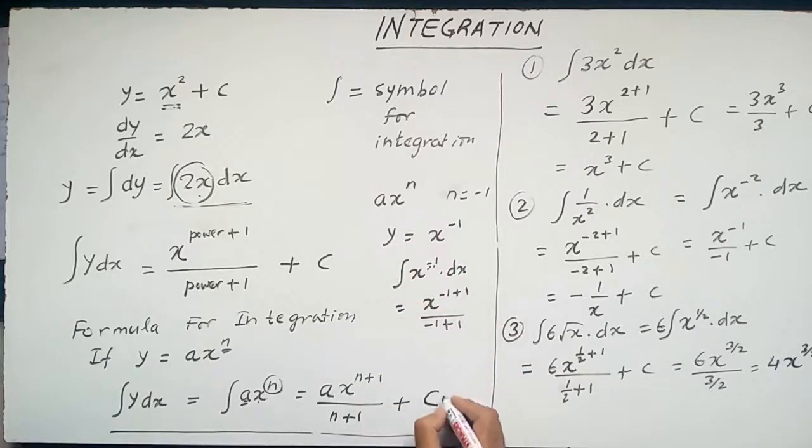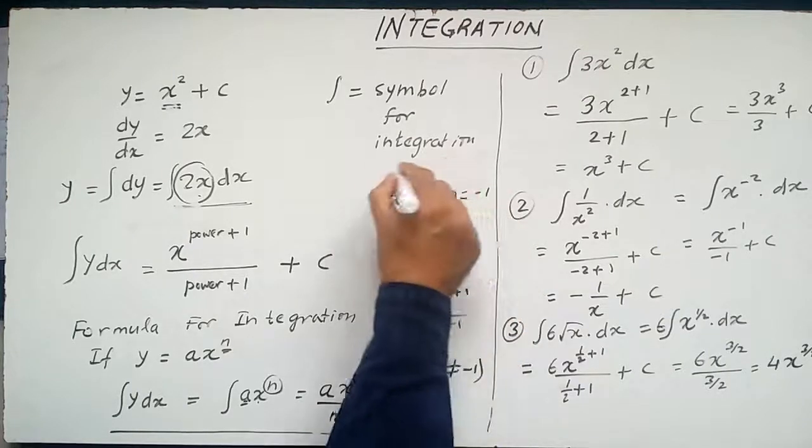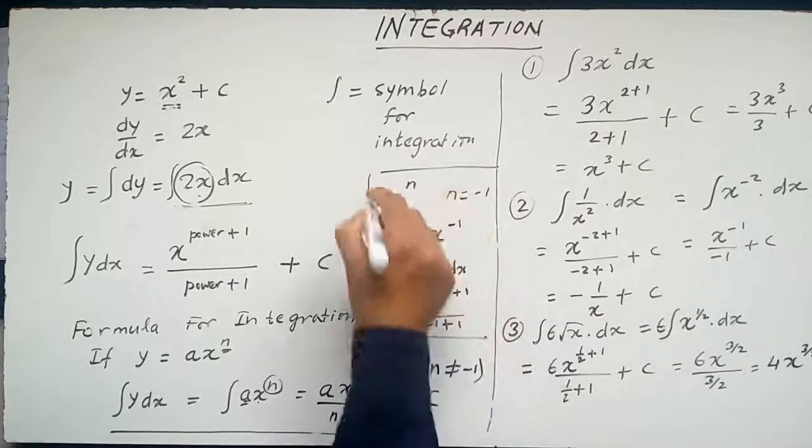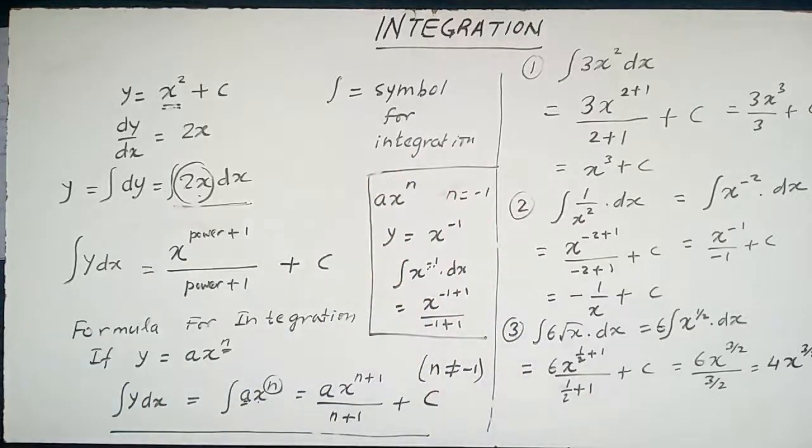So in this formula, n cannot be equal to minus 1. There is a separate method for finding out such an expression, which we will come across later. Okay. For the moment, n cannot be equal to minus 1 for this formula.